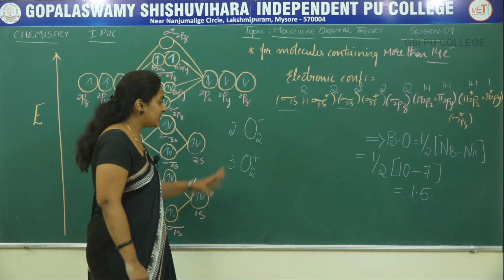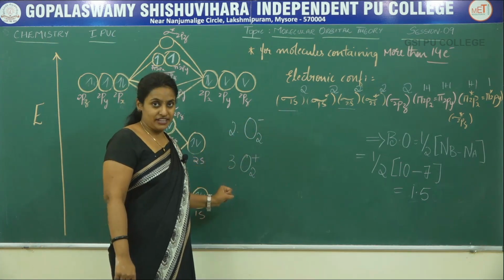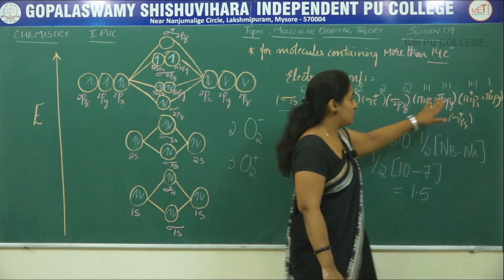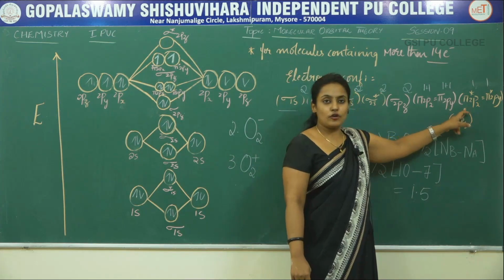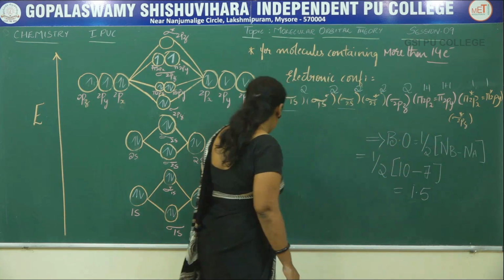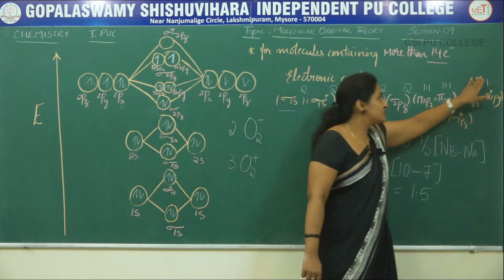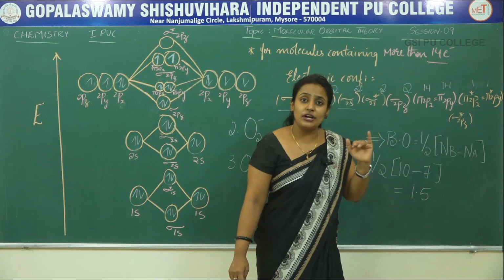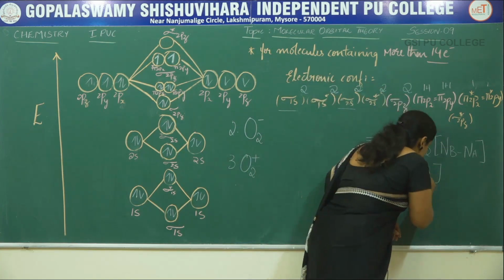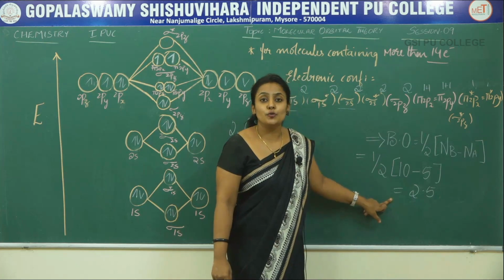Similarly, when you consider O2 plus, it means one electron has been removed. From where should it be removed? It should be removed from pi star 2p. So this will be the original electronic configuration for the oxygen molecule. You can observe here the removal of one electron from this molecule. Then one electron is reduced in anti-bonding. Therefore the bond order would be 2.5 for the O2 plus molecule.